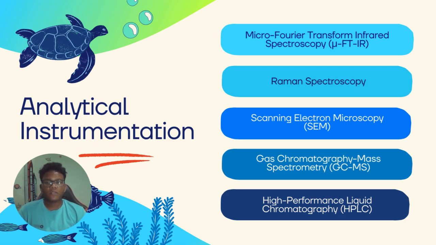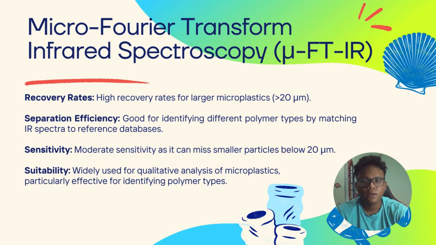There are five types of analytical instrument, which are micro Fourier transform infrared spectroscopy, Raman spectroscopy, scanning electron microscopy, gas chromatography mass spectrometry, and high performance liquid chromatography. So the first one is micro Fourier transform infrared spectroscopy.